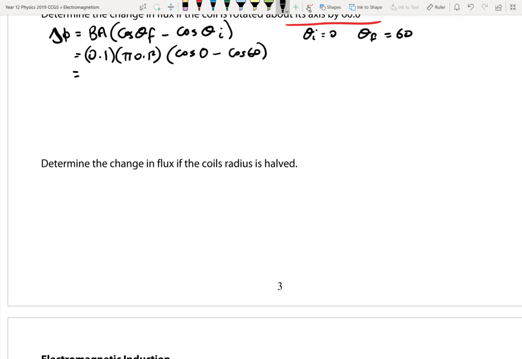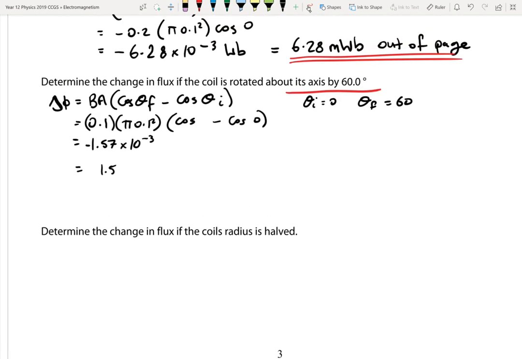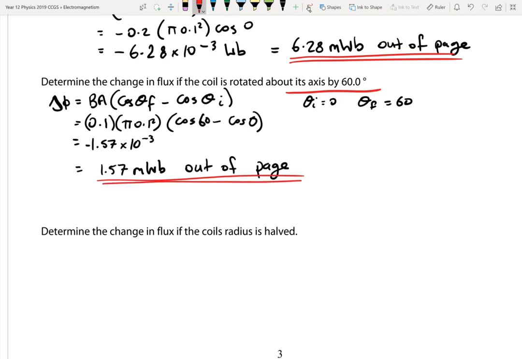And what do we get? 1.57? Negative 1.57. Sorry, I stuffed up. Final minus initial. Cos 60 minus cos 0. So it doesn't actually matter because cos 60 is a half. Well, the previous one would have given a positive value, so we need the negative. So yes, thank you. I had it the wrong way. That would have been gaining flux. That would have been going back the other way. So 1.57 milliweber out of page. Okay.